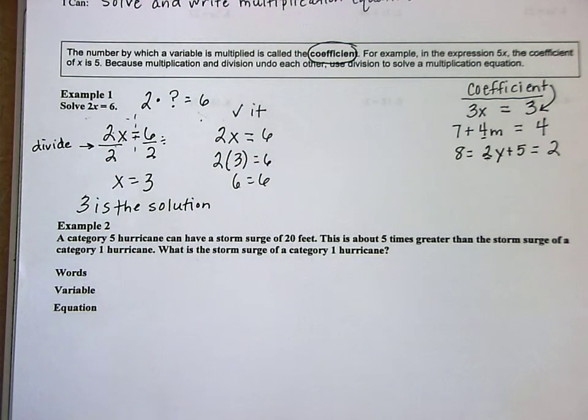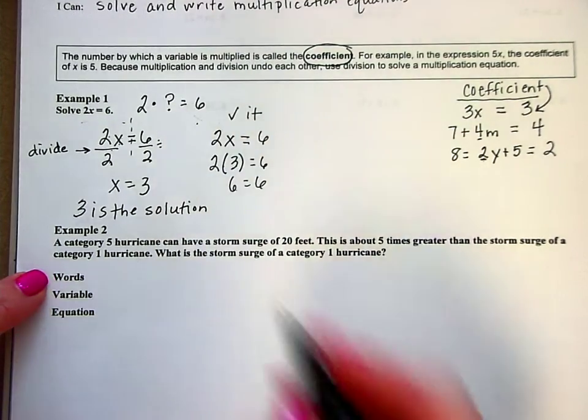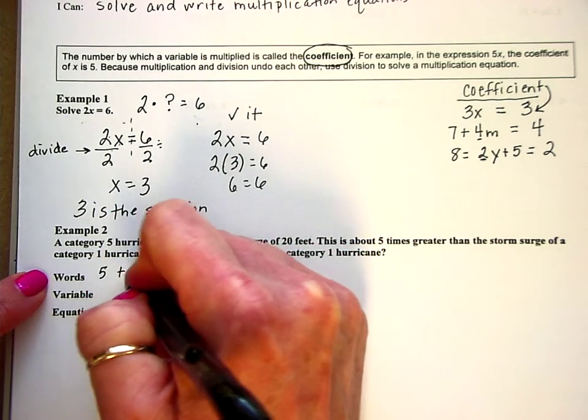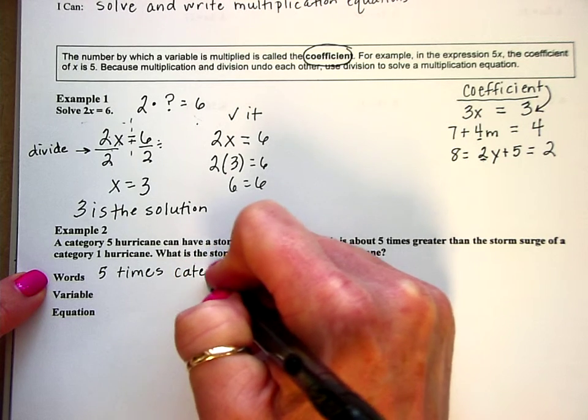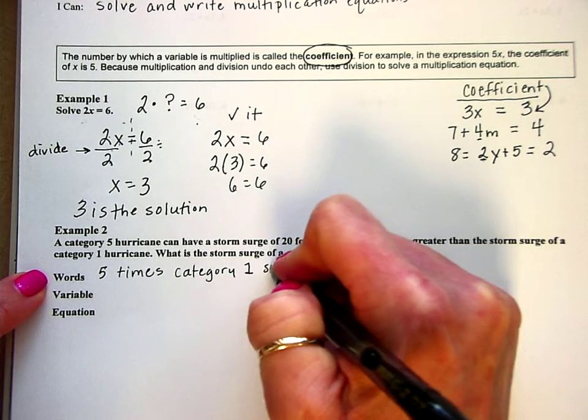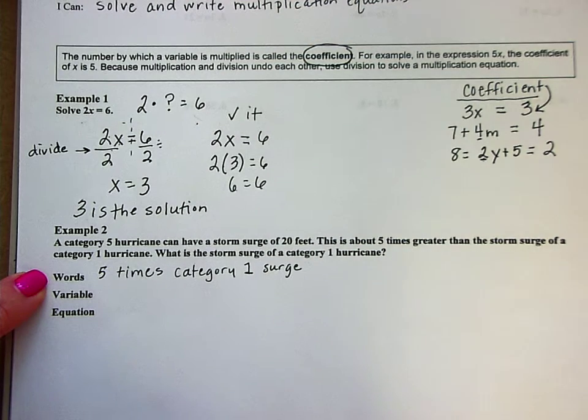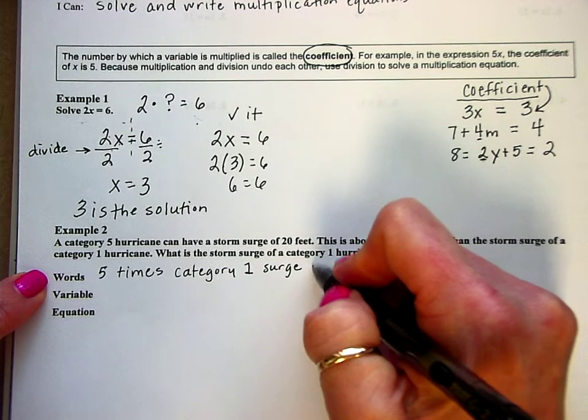Okay, example number 2. A Category 5 hurricane can have a storm surge of 20 feet. This is about 5 times greater than the storm surge of a Category 1 hurricane. What is the storm surge of a Category 1 hurricane? Okay, so the words that we're going to look for that are important: 5 times Category 1 surge is Category 5 surge.